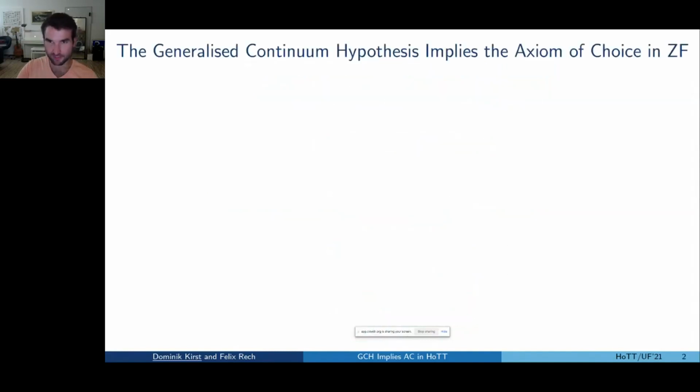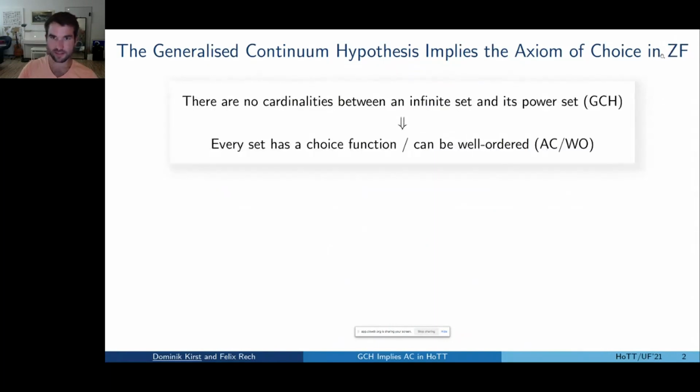So I want to start with reformulating the title a bit and drop the HoTT and use ZF here and see what the theorem actually says in standard set theory. So it says that the generalized continuum hypothesis, so the fact that there are no cardinalities between an infinite set and its power set, always implies the axiom of choice in the form that every set has a choice function, or in the equivalent form that every set can be well ordered, using the well-ordering theorem.